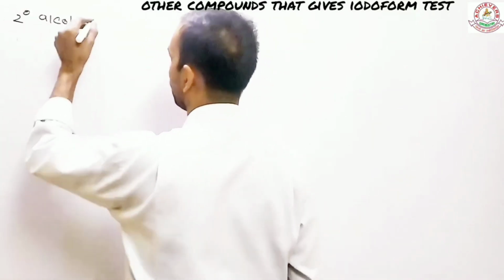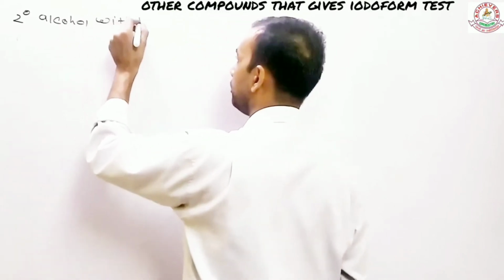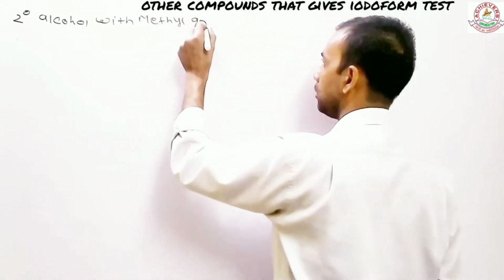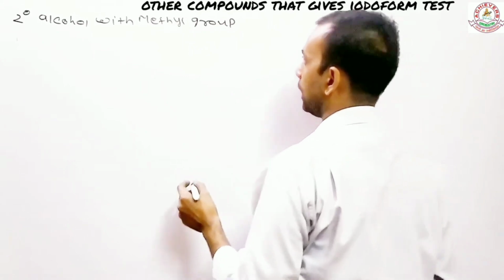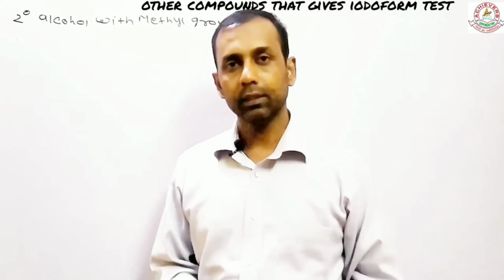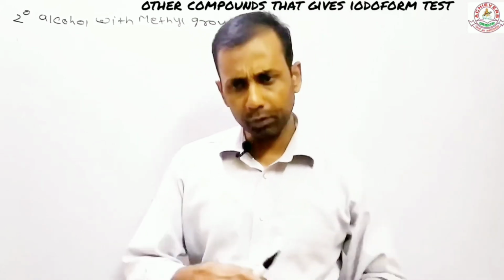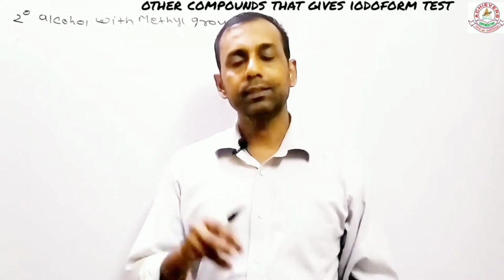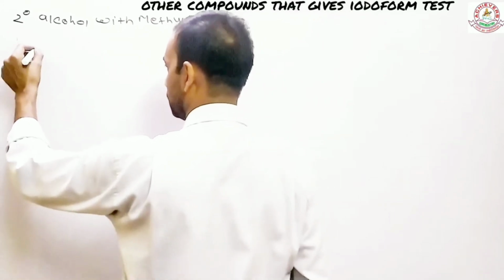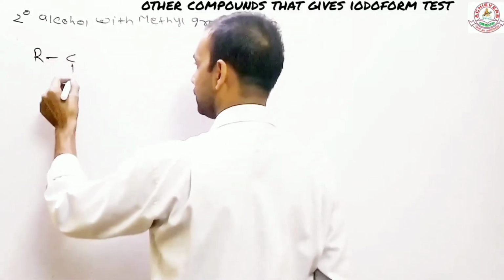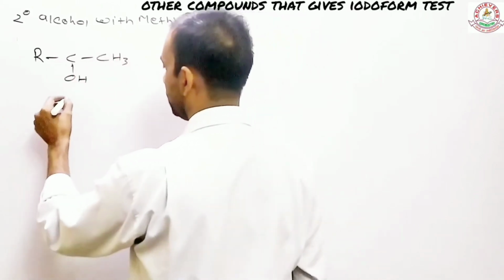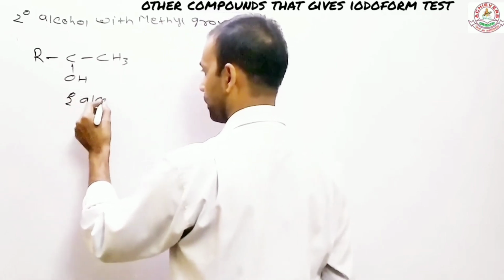A 2-degree alcohol with a methyl group. If there is an alcohol which is of 2 degree and has a methyl group on one of the sides, maybe on both sides, then this can also exhibit haloform test positive. So let's see that. This is your secondary alcohol and this is your methyl, right? So this is your 2-degree alcohol.